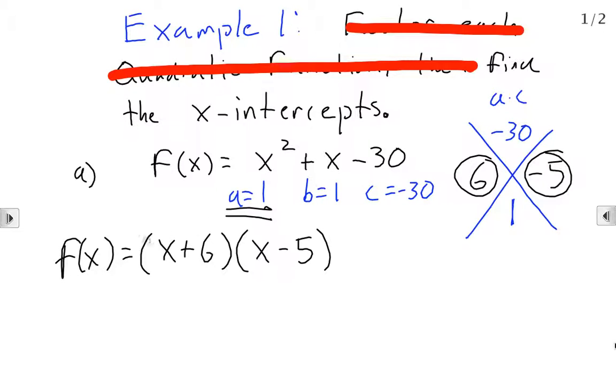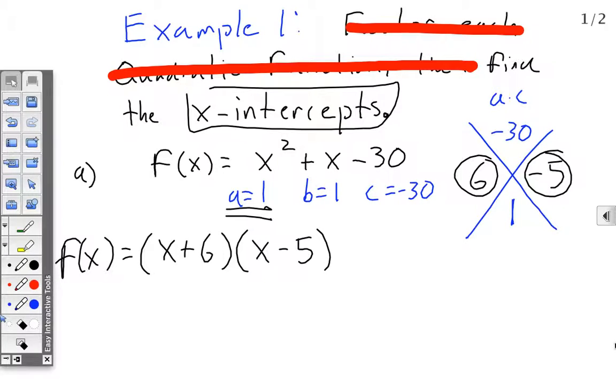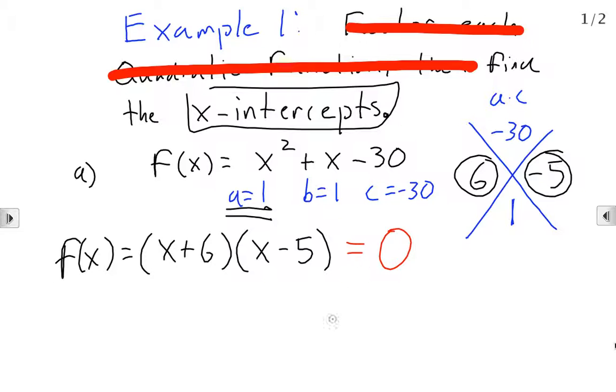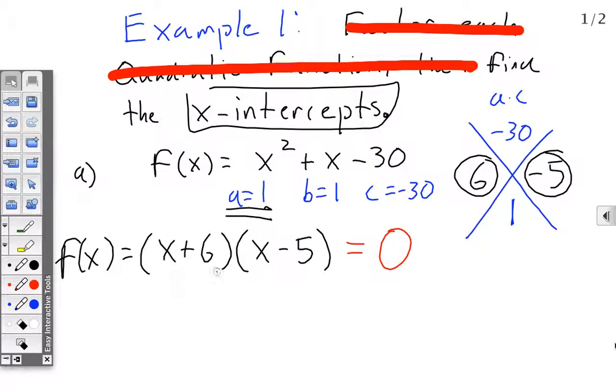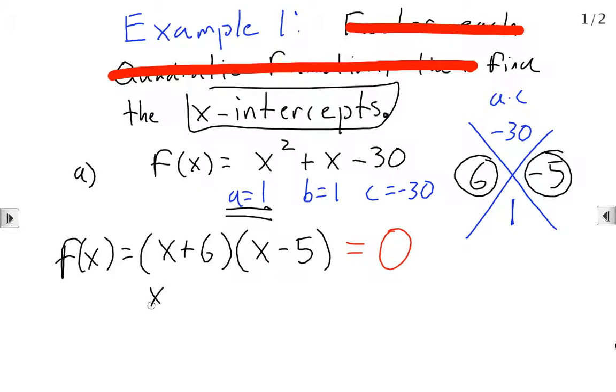If you graph this function or you graph this function, you're going to get the exact same graph because they're equivalent. They're just written in different forms. To find the x-intercepts, we're almost done. We just take our function and set it equal to 0. And if the product of two things equals 0, if x plus 6 times x minus 5 equals 0, then we know that x plus 6 equals 0, or x minus 5 equals 0.